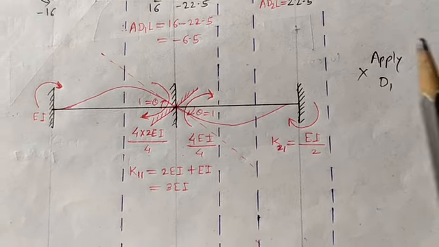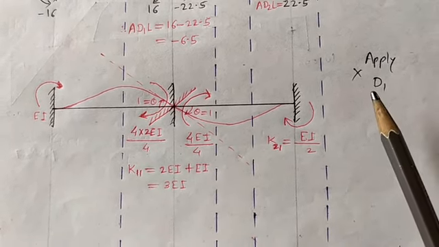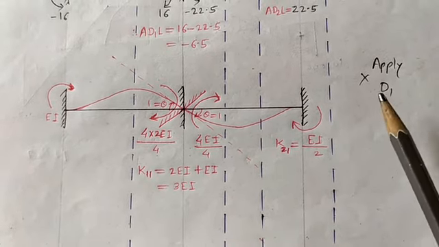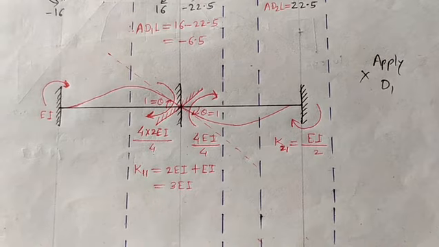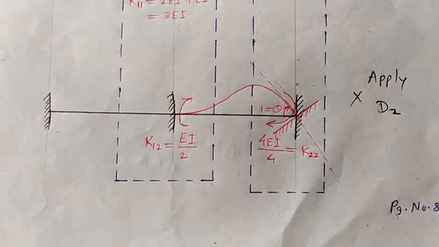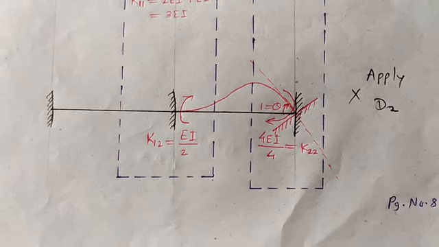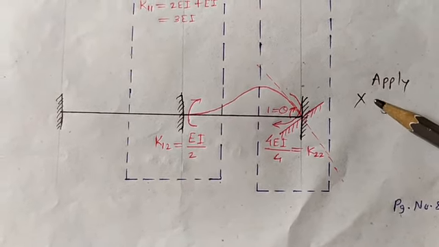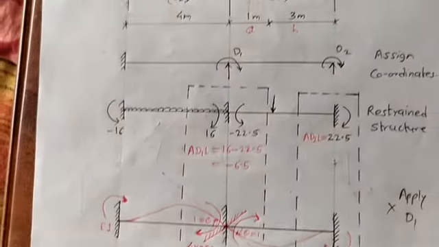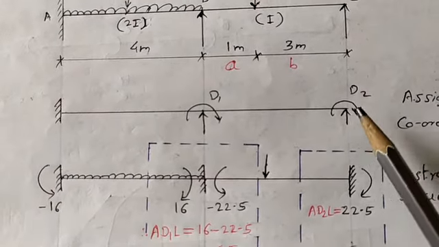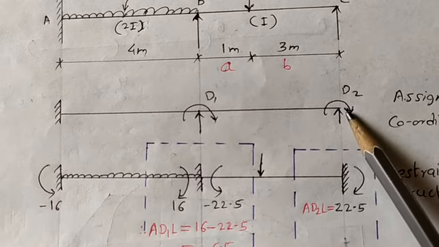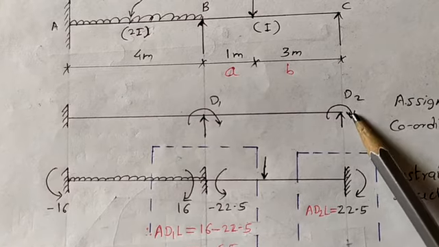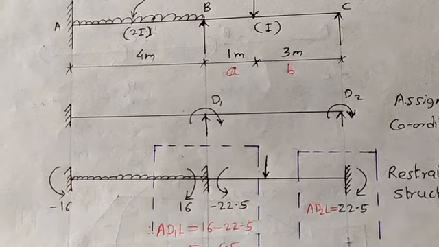Here the whole diagram is to be multiplied by T1. Now this is the complete diagram for application of D1. Now come to the third diagram, that is application of D2. So D2 is nothing but theta C, and that is acting at joint C. We assume the direction of D2 as clockwise.